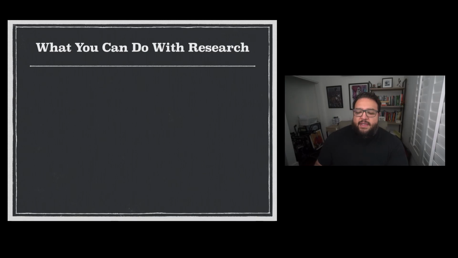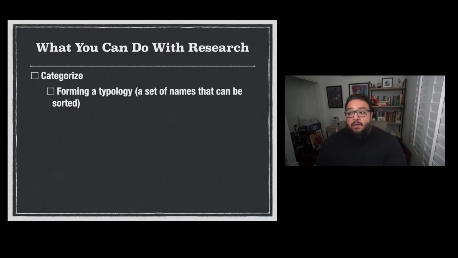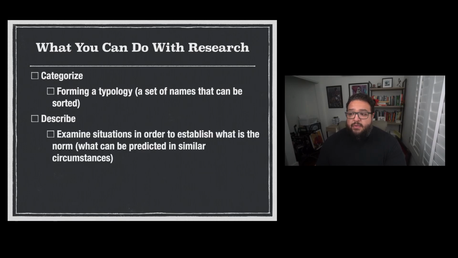Now, what can you do with research? This is also helpful to think about when you're deciding what you want to focus on in your own project. You can use some of these aims to figure out what direction you want to go, right? You can categorize something, forming some sort of typology, a set of names that can be sorted. You can describe something, examining situations in order to establish what is a norm. And more importantly, once you figure out what that norm is, you can figure out what's to be expected. And if something is not fitting what is to be expected or predicted under similar circumstances, that's also something you can then prove within your research.